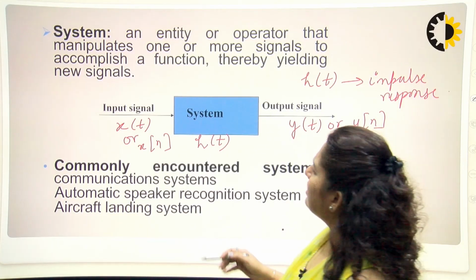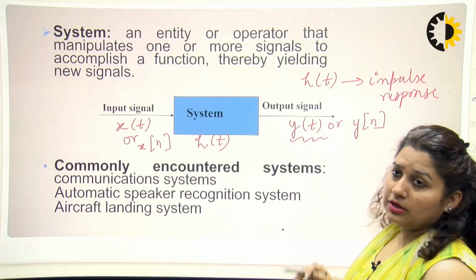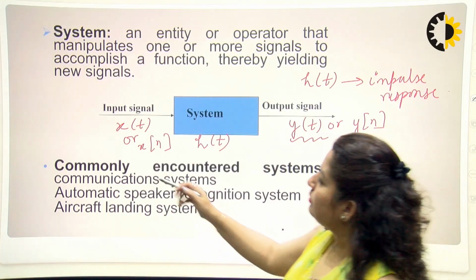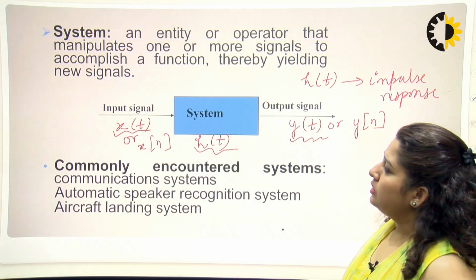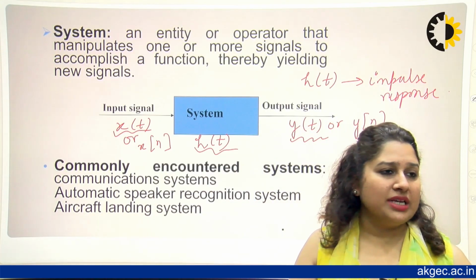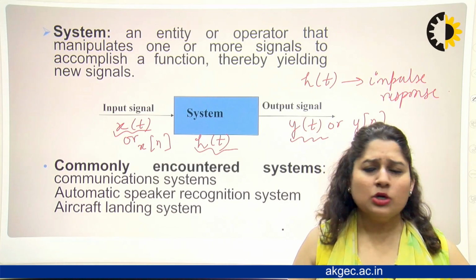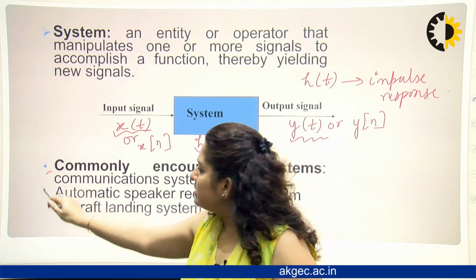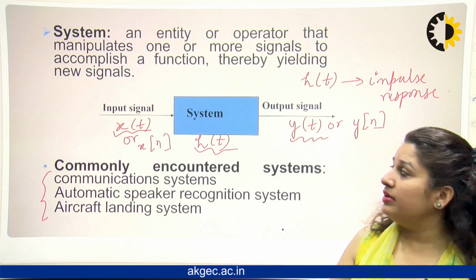We will look into this course at how you can obtain your output y of t with the help of the input signal x of t and the impulse response of the system h of t. Commonly encountered systems are basically communication systems, like automatic speaker recognition systems and aircraft landing systems. These are examples of systems in which we apply some sort of signal and obtain some response.